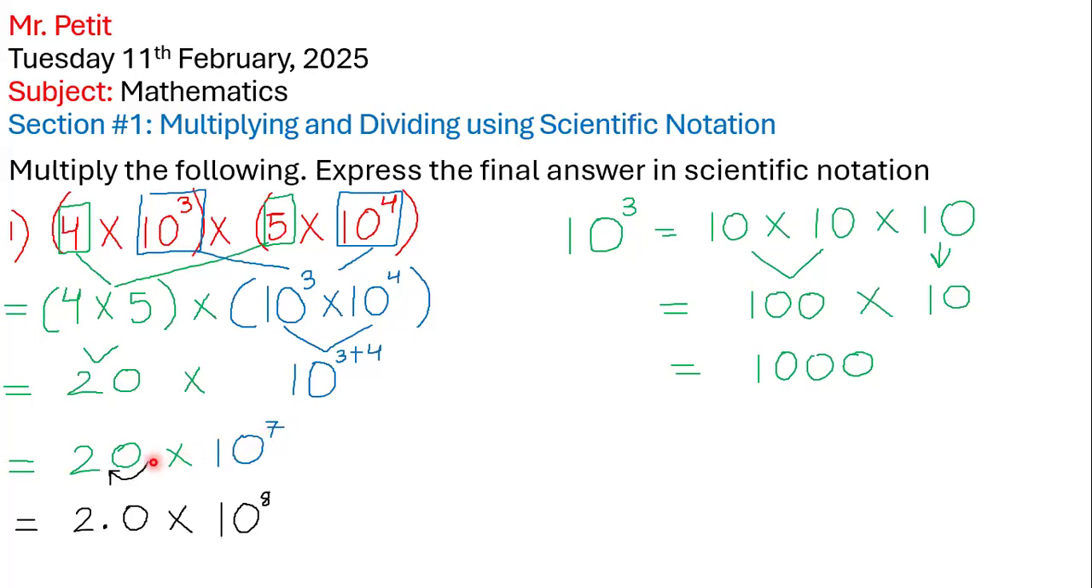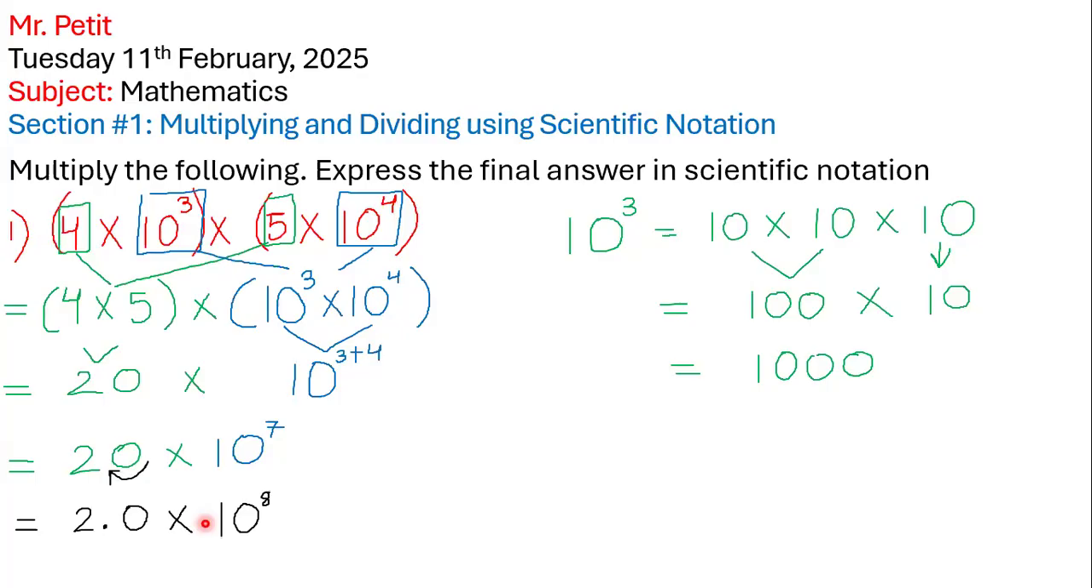I'm moving the decimal point to the left, so I have to add 1 to the power. In fact, if I move twice, I have to add 2. If I move 3 times, I have to add 3. That's the cost of doing business. You can't move the decimal point without a cost. So you need to add 1 to 7, which gives us 8. Is this in scientific notation now? Yes, it most definitely is.